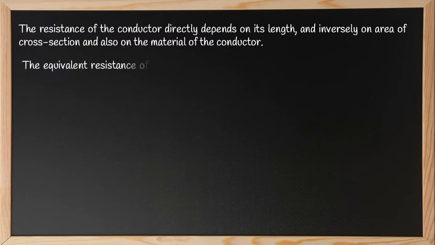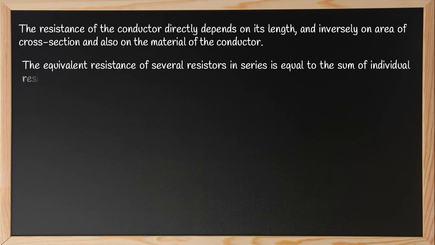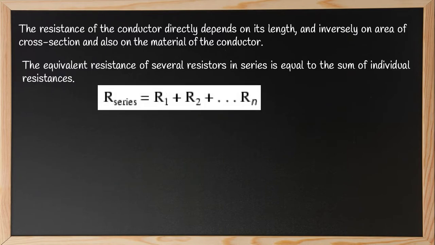The equivalent resistance of several resistors in series is equal to the sum of individual resistances. So we know resistors are usually connected in two forms: series and parallel. If we want to calculate the equivalent resistance of several resistors in series, then the sum of individual resistances will be the equivalent resistance. So the equivalent resistance in series combination will be R1 plus R2 plus R3, R4, R5 and so on. It will be the sum of all the resistances.